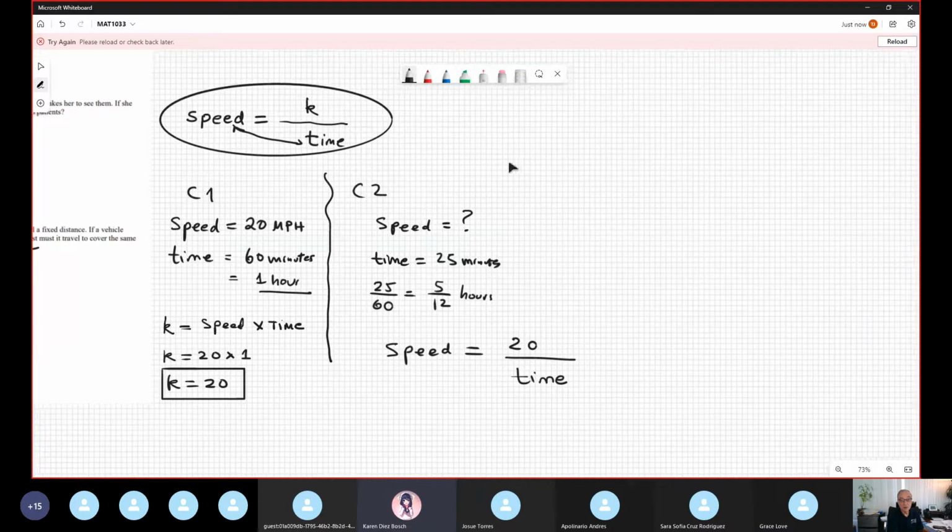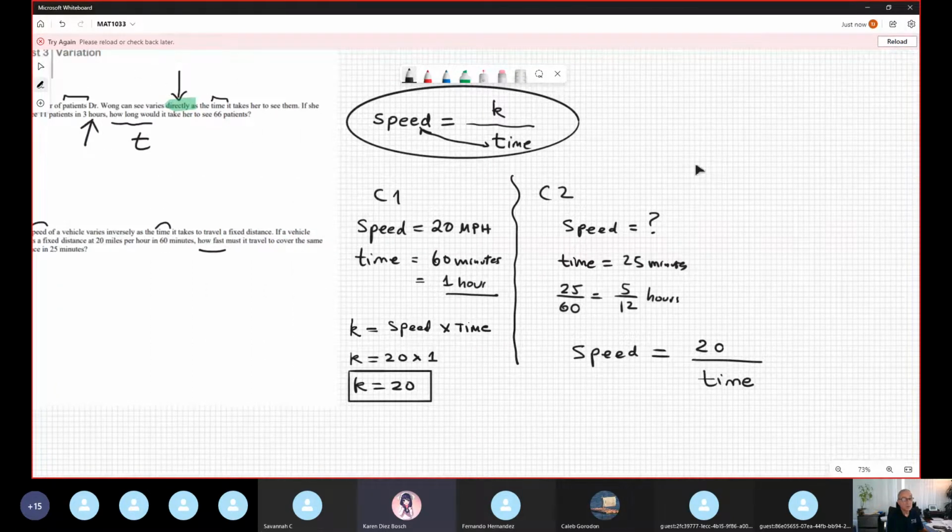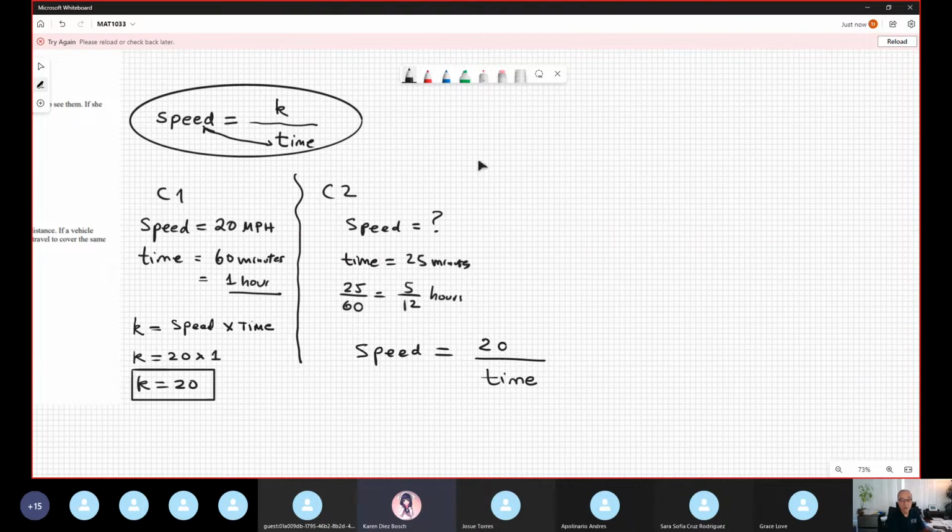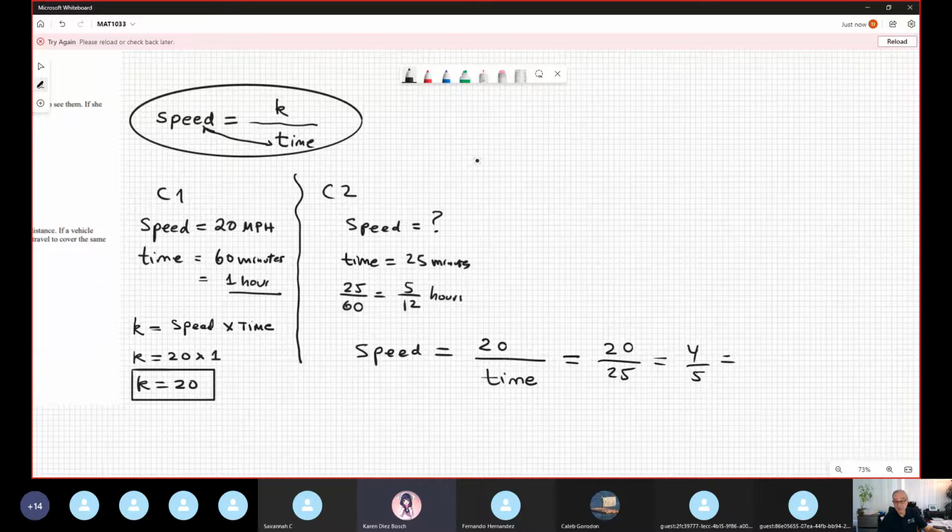Okay, 25 minutes. So now I know that the time is 25. So 20 divided by 25, divided by 5. Reduce to the lowest term. Divided by 5, 4. Divided by 5, 5. You put it in fraction, and in decimal, sorry, it is 0.8. 0.8 miles per hour.